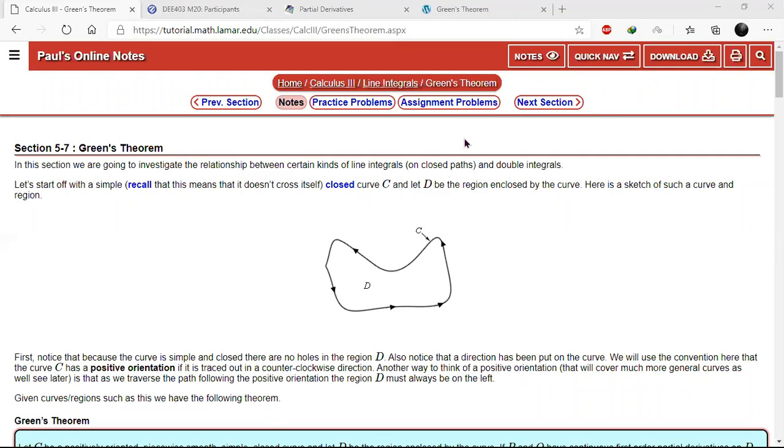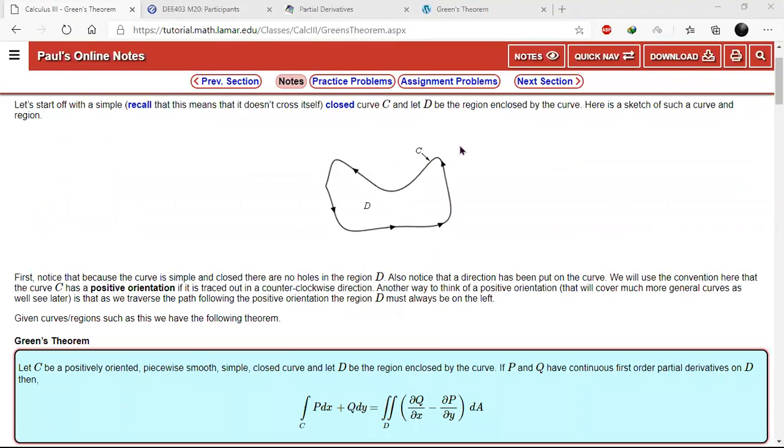So going by the explanation here, let's start off with a simple closed curve. You can see here a simple closed curve. The curve is the line, and the region will be called D. So D is the region that is enclosed by the curve C. Here is the sketch of this curve. And notice that because the curve is simple and closed, there are no holes in this region D.